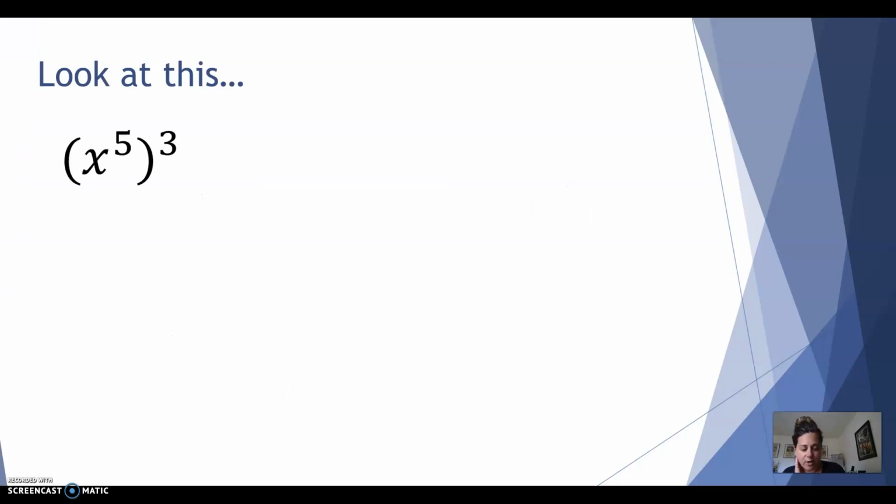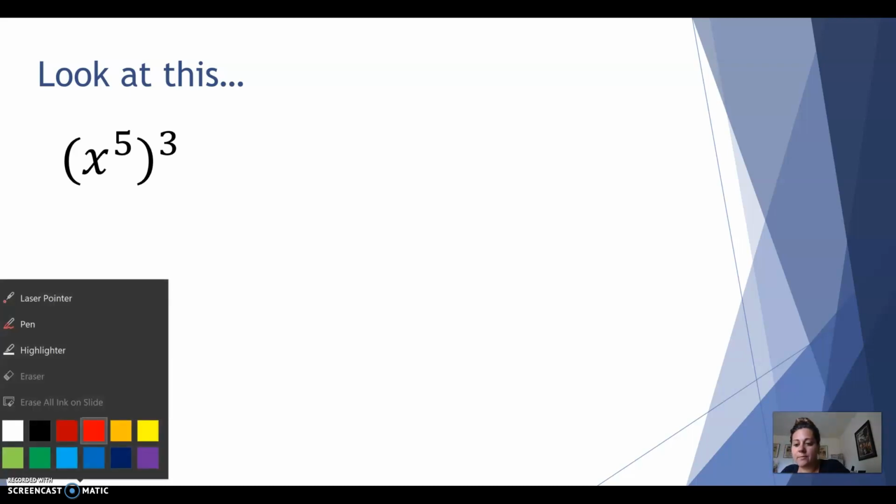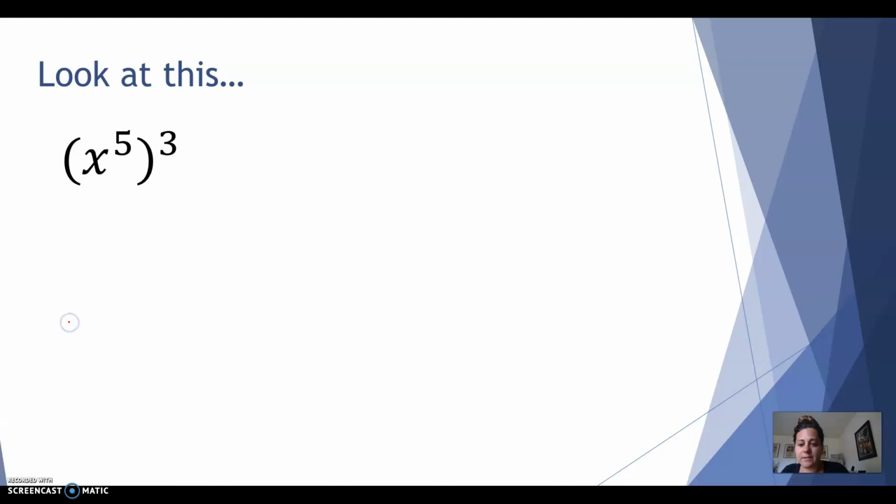So take a look at this problem. You haven't seen anything like this before. But I want to show you how this is related to the properties from the previous lesson. So if you take a look at the inside of this, that's x to the 5th. This outside exponent is saying that you have 3 of the x to the 5ths. So technically, this is what you have.